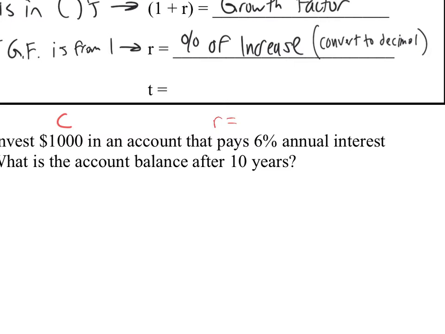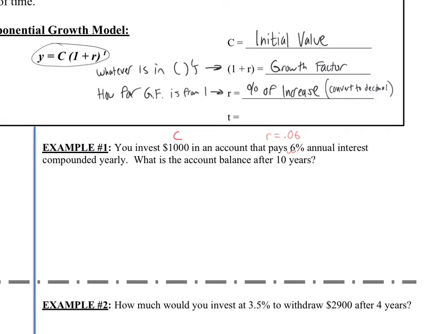How do we convert 6% to a decimal? Well, we move the decimal 2 places to the left, so it's actually going to be 0.06. The R is not 6, it's 0.06. If you put 6, that would be a 600% increase, which is not the same thing. So percents are converted to decimals by moving the decimal 2 places to the left.